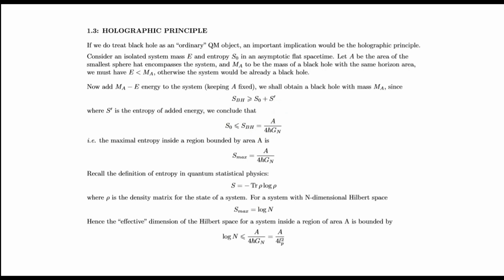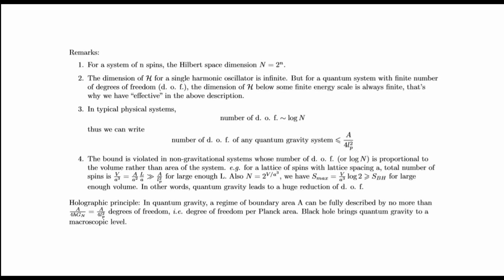Now, add MA minus E energy to the system. You shall obtain a black hole with mass MA, whereas S prime is the entropy of the added energy. We conclude that the maximum entropy inside the region bounded by area A is this. Recall the definition of entropy in quantum statistical physics is this, where rho is the density matrix for the state of the system. For a system with n-dimensional Hilbert space, hence the effective dimension of the Hilbert space for a system inside the region of area A is bounded by this.